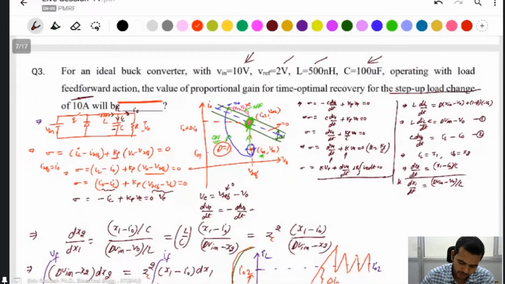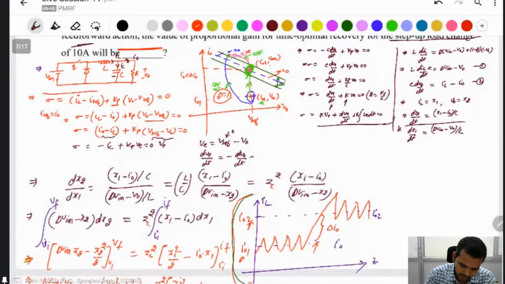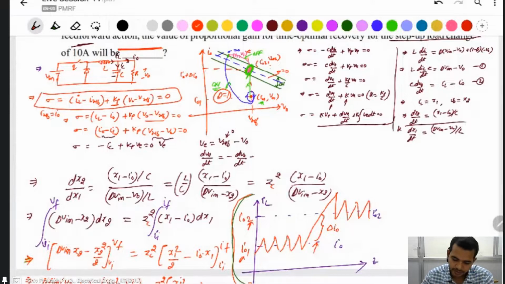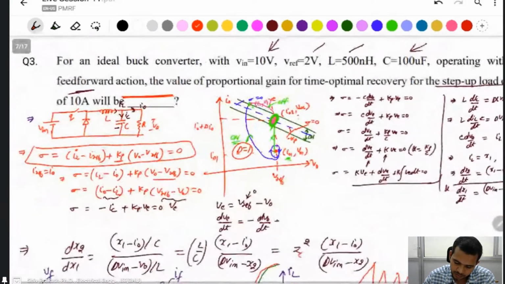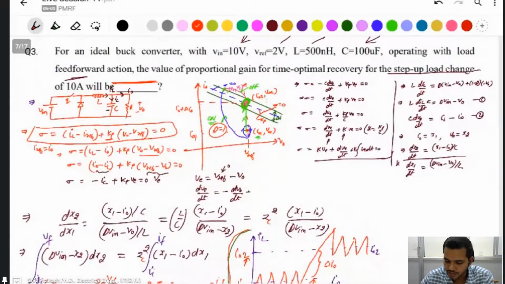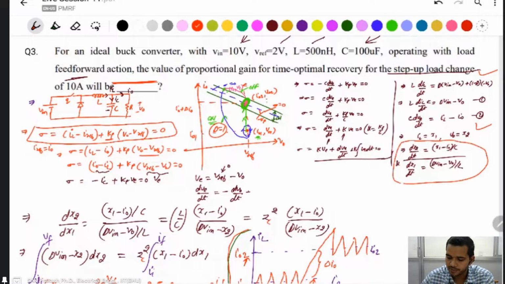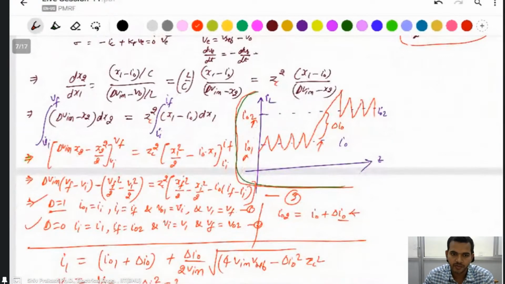In this question, first you apply the surface equation for the Kp, because this slope is minus Kp. After that, find the value of average inductor voltage and average inductor current, and find the slope of this, and after that integrate from initial to final value.